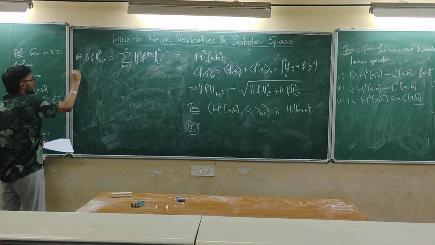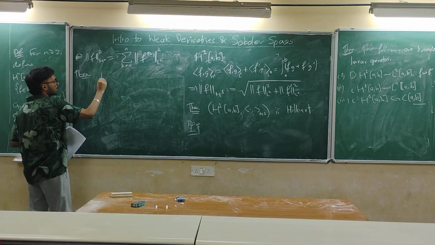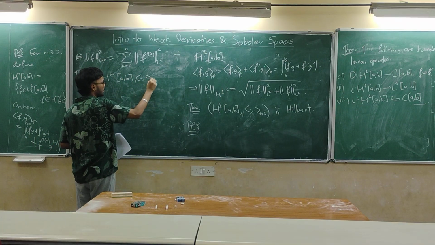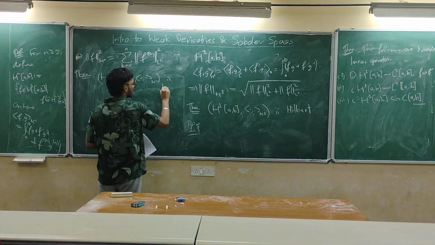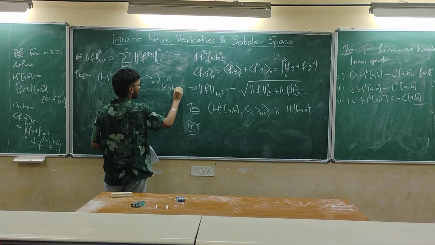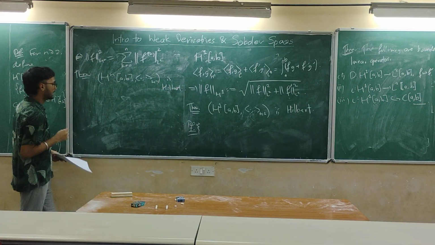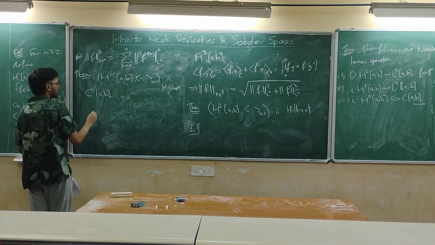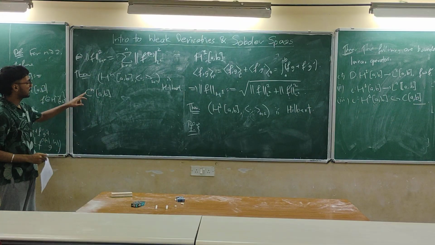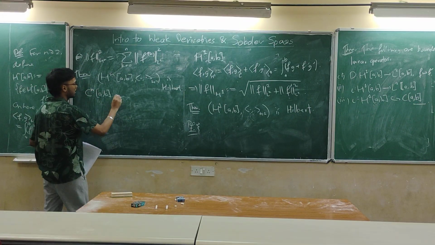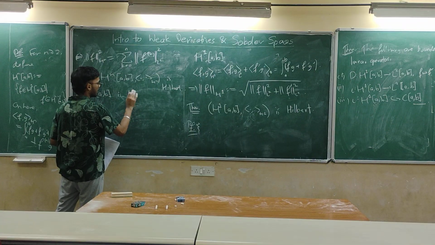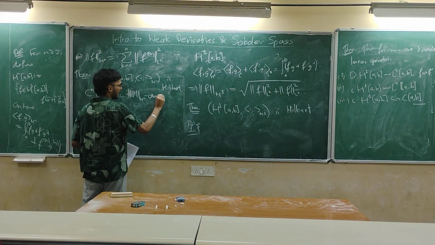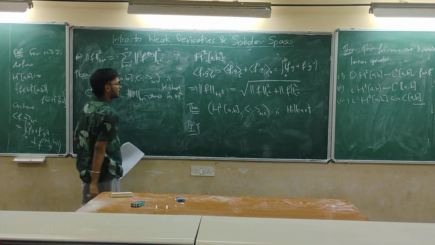And some properties: H^n(a,b) with this inner product is Hilbert. The same proof works here, the same argument. And a second part of this is that C^n(a,b), the functions with continuous nth derivative, is dense in H^n.